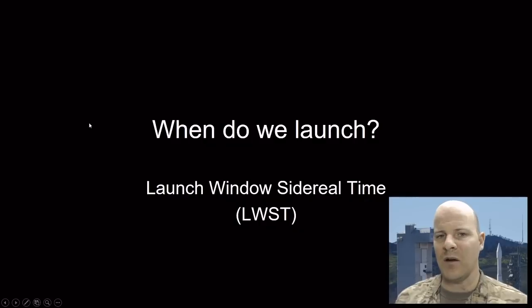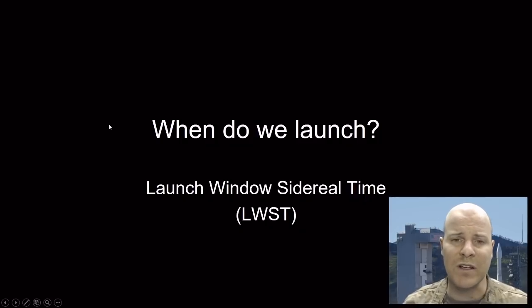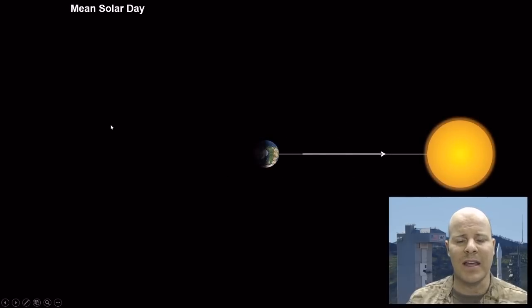So that's how we know how many opportunities we have per day, but how do we know when we actually launch? And for that, we're going to have to introduce this other concept called a sidereal time. We're going to have a sidereal time that's going to relate to our launch site, which is going to be called our local sidereal time. And we're going to have a sidereal time that's going to relate to our orbit, which is going to be our launch window sidereal time, or LWST. And that's what I'm going to talk about here in just 1 minute.